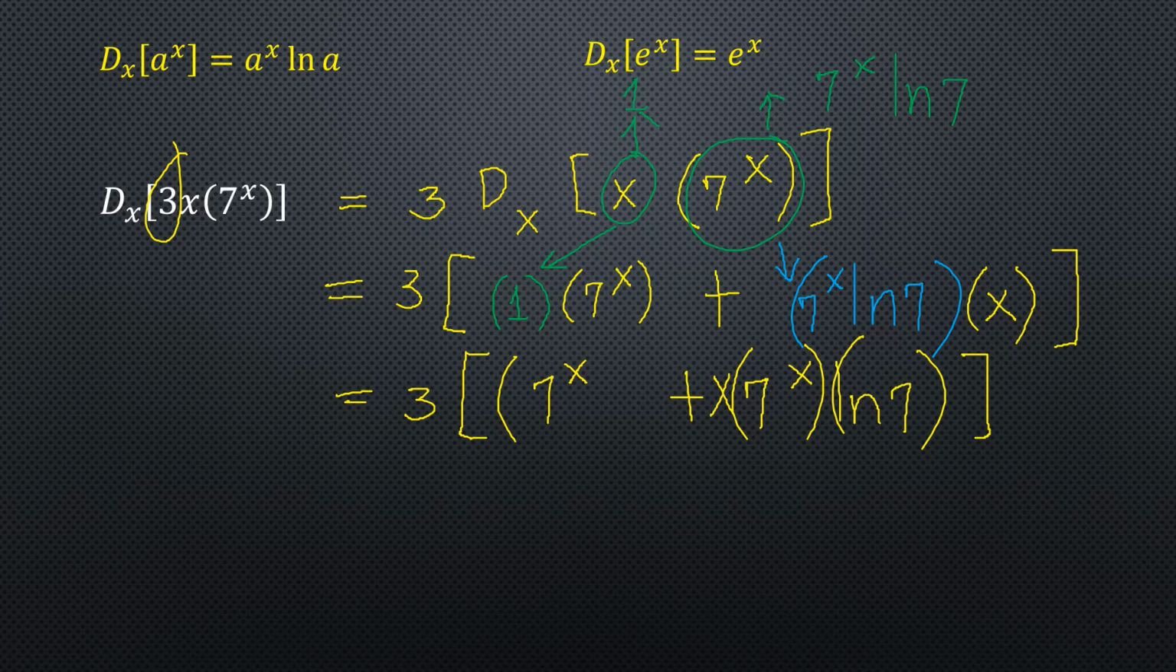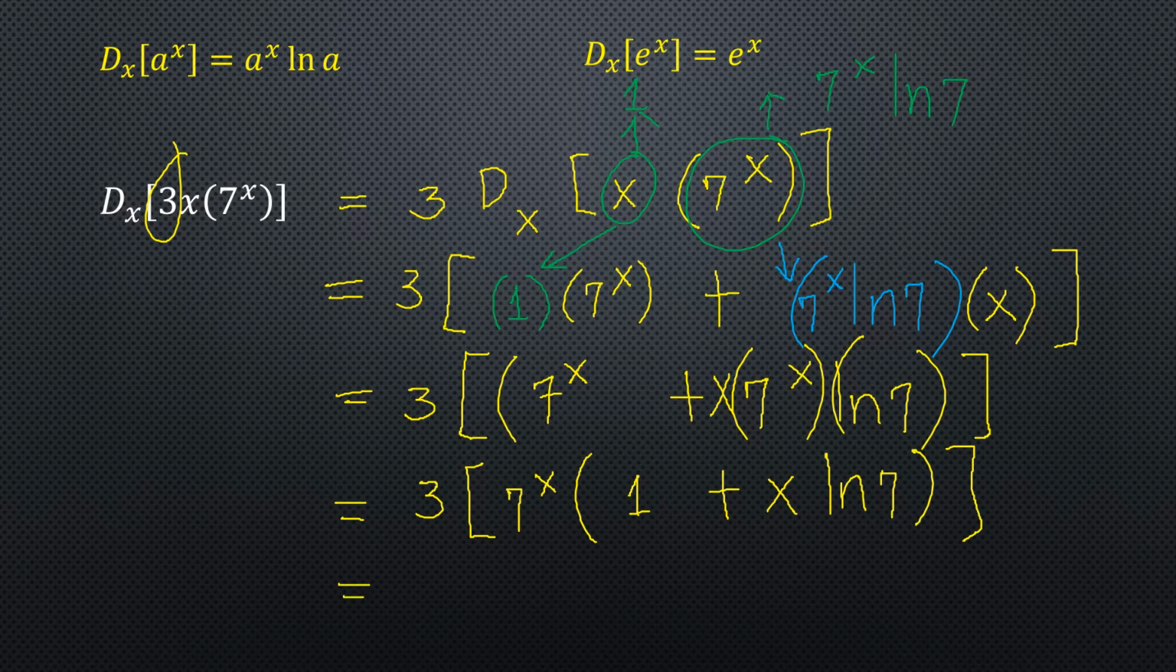So you notice here that on the binomial, we can bring out 7 raised to x. So we have 3 times 7 raised to x times 1 plus x ln of 7. Now we can distribute 3 on the two terms here. Then we have to bring out 7 raised to x. So we have 7 raised to x times 3 times 1 plus x ln of 7.